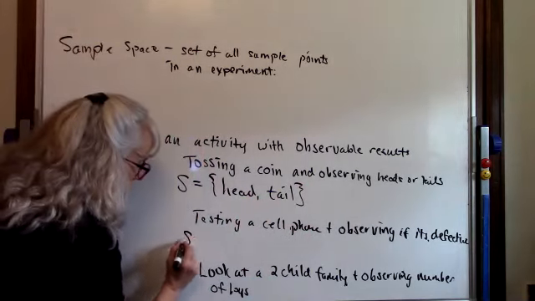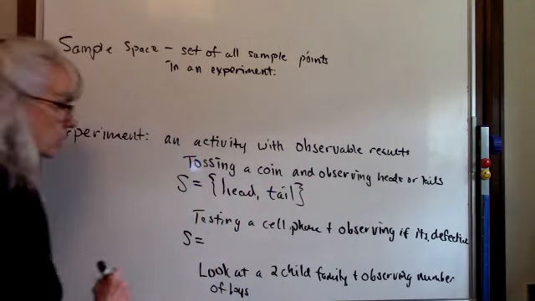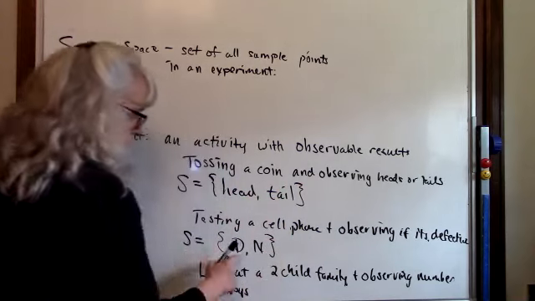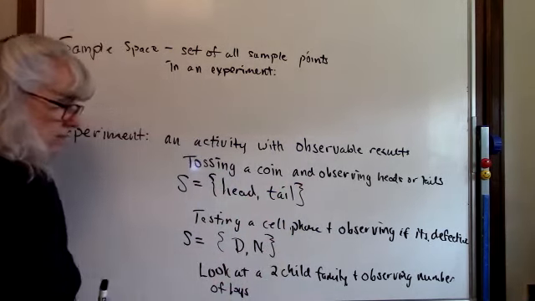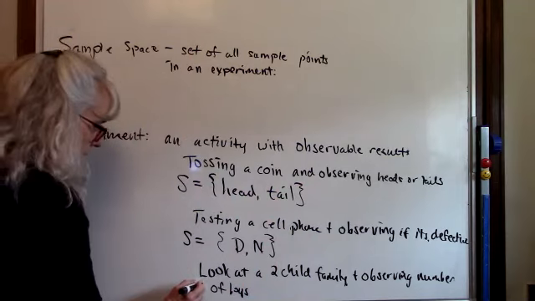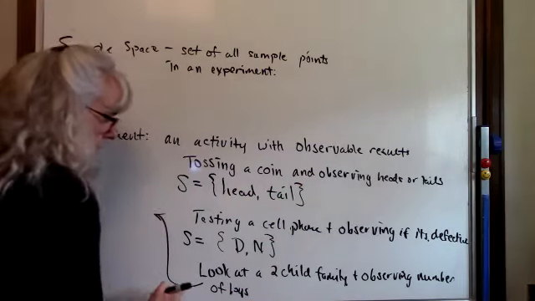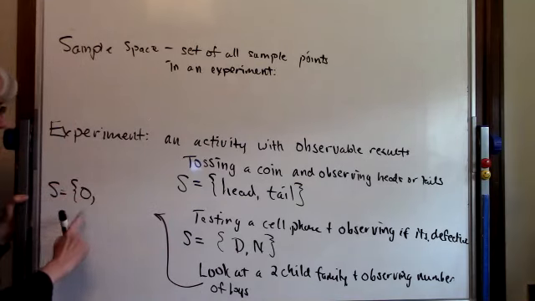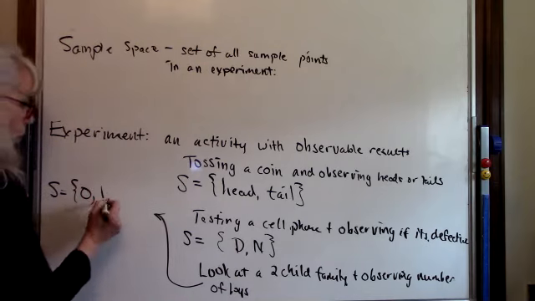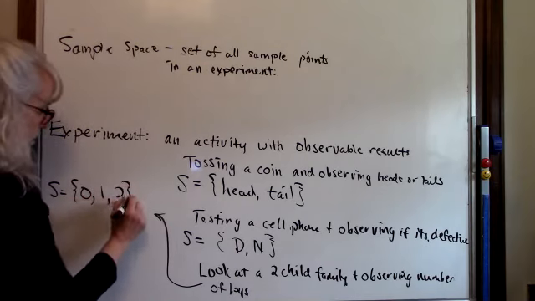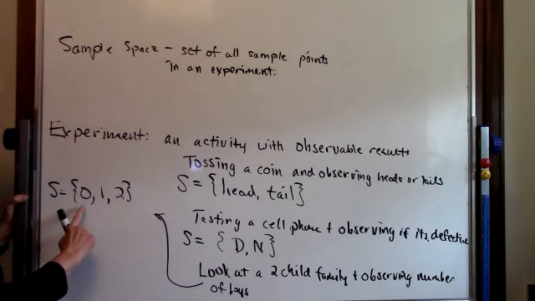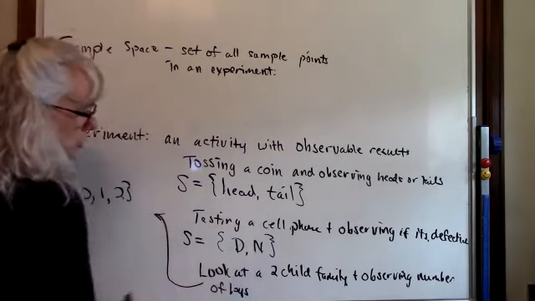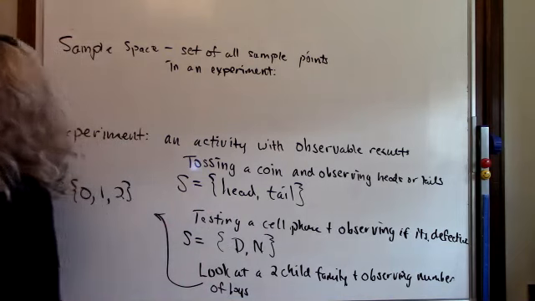The sample space for observing whether or not that cell phone is defective, we could use a D for defective and an N for not defective. And those are the only possible outcomes. And finally, the sample space for a two-child family observing the number of boys: my two-child family could have no boys, or one boy, or two boys. So the sample space in this case is a set of numbers, 0, 1, 2, whereas over here it was words or letters.